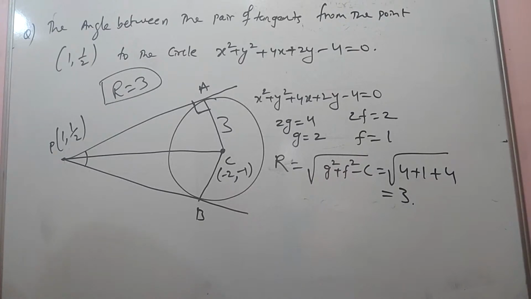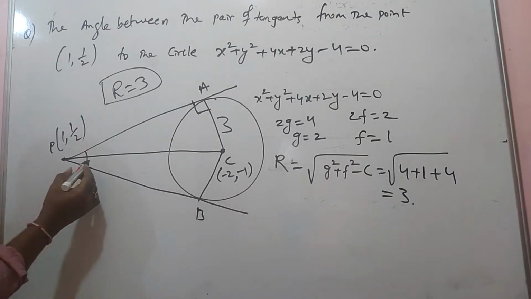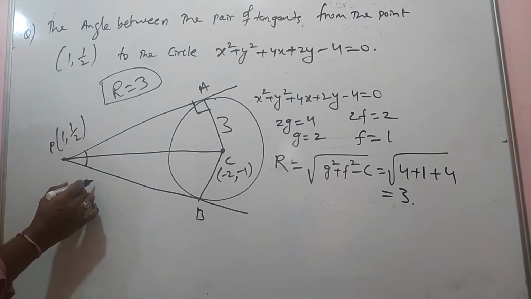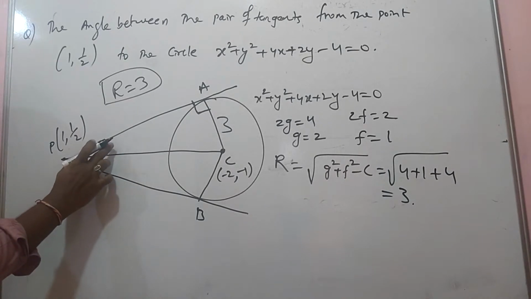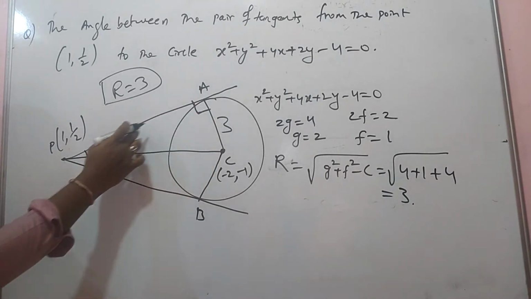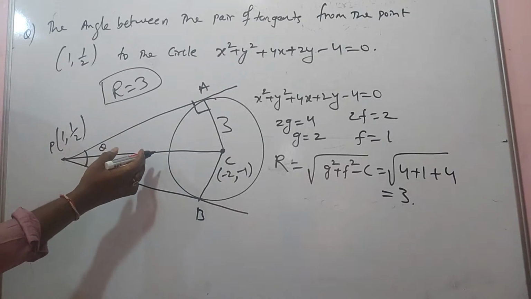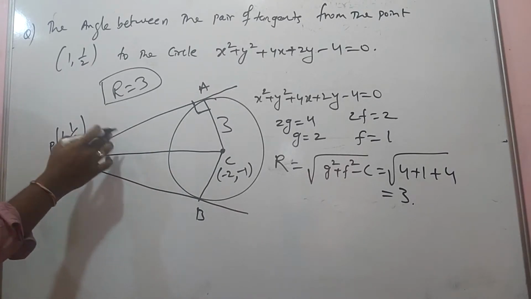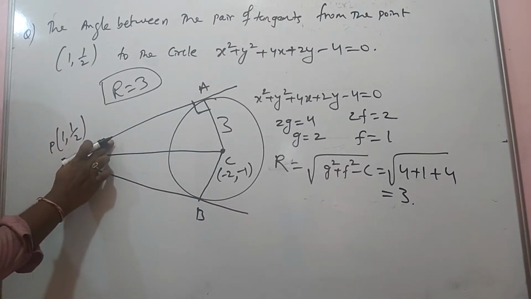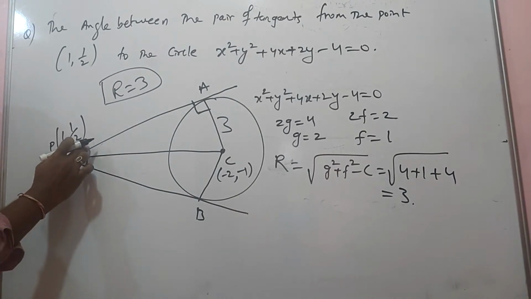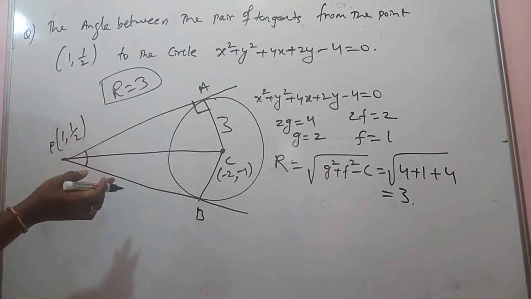Now you can find the angle by two methods. One is, suppose you think this total angle is 2 theta, then this will be theta, and you can use the sine theta formula or anything, sine theta, cos theta like this. If this total angle is theta, then this value will be theta by 2. You can use that one.